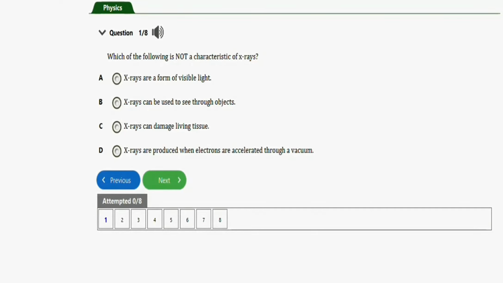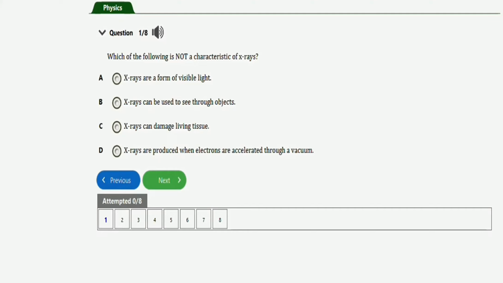In this video, we're going to learn how to attempt these JAMB Physics repeated questions under X-rays in elementary modern physics. So we have 8 repeated questions to practice with in this video. Let's get started. The first one I have here says, which of the following is not a characteristic of X-rays?